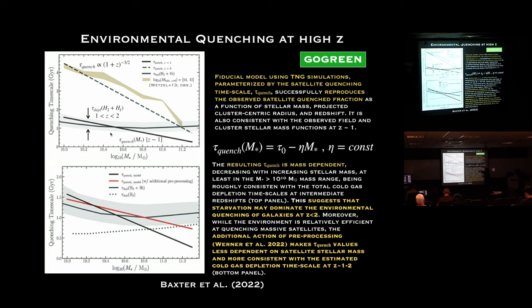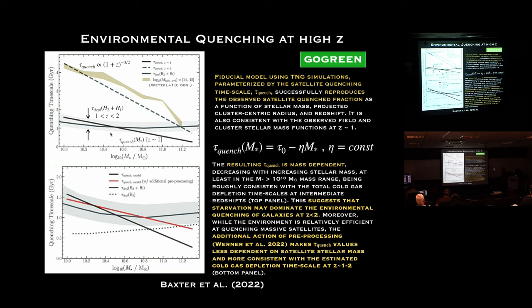And you can compare that with estimates of the depletion time scale for neutral and molecular hydrogen as a function of stellar mass. And they sort of agree. But if you introduce pre-processing, this model becomes this curve, the red curve, which agrees a little bit better even with this depletion time scale for the gas, right?